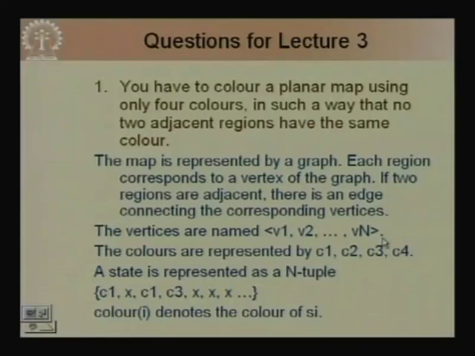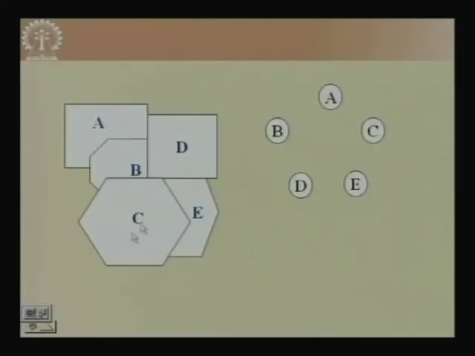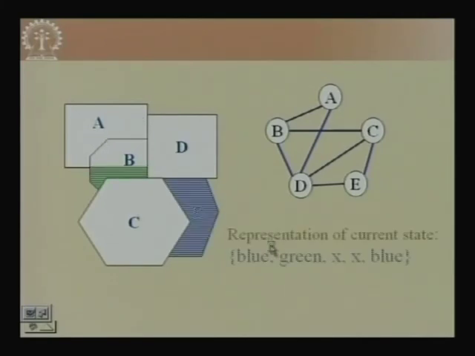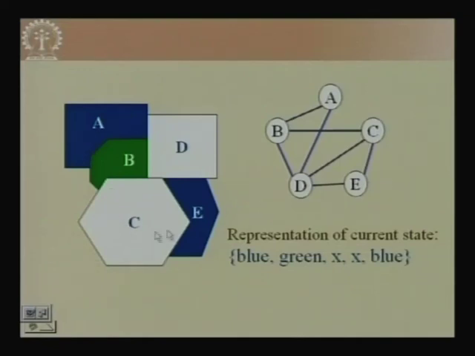So, let us look at this example. This is an example of a map. In this map, there are five regions A, B, C, D, and E. Corresponding to this, we are constructing a graph which has five vertices. Now, A and B are connected, A and D are connected, B and C, B and D, C and D, C and E, and D and E. So, this graph represents this map. Now, this is a particular state of the graph where A and E are colored blue, B is colored green, C and D have not been assigned colors as yet. We will represent this state as blue, green, X, X, blue.